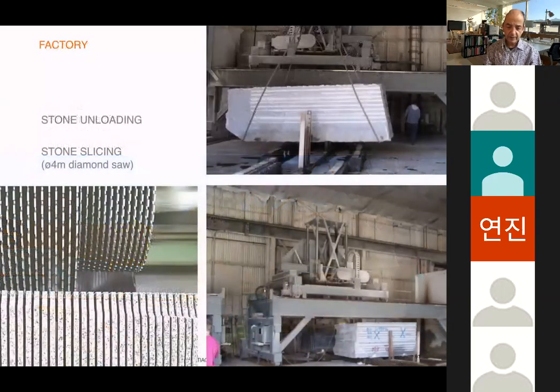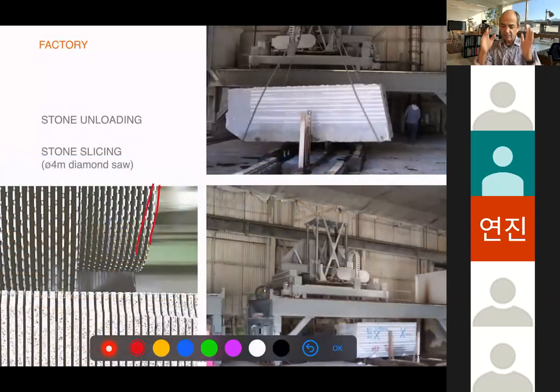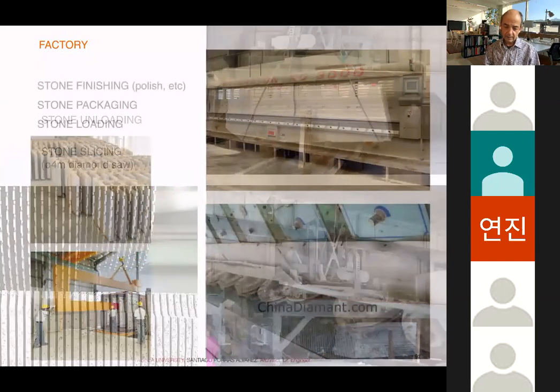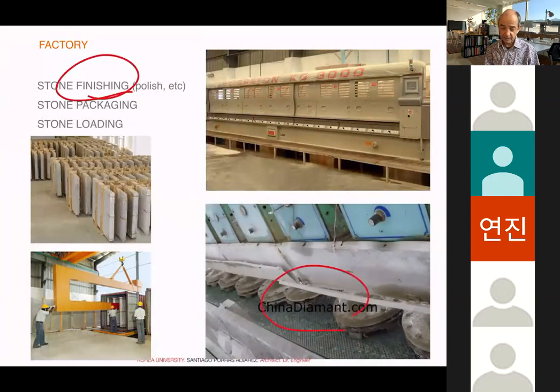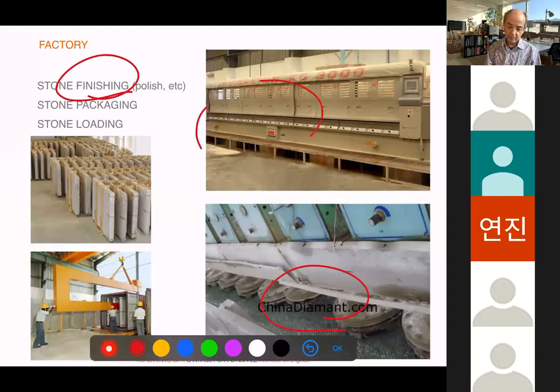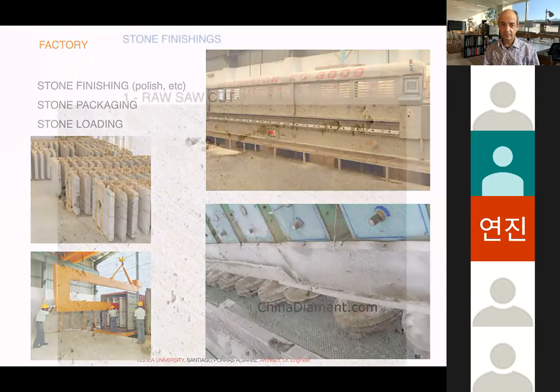Then in the factory, you have slicing again. As most of the uses are veneering, it is cut as they cut the bread in the bakery, right? And they have between, say, 20 to 40, 50 millimeters thickness, depending on the uses. And after that, they will do the finishing. Very often they polish the stone, or flame it. We will see the finishes later. We have just a few minutes.